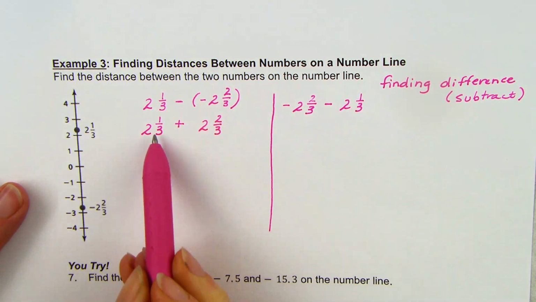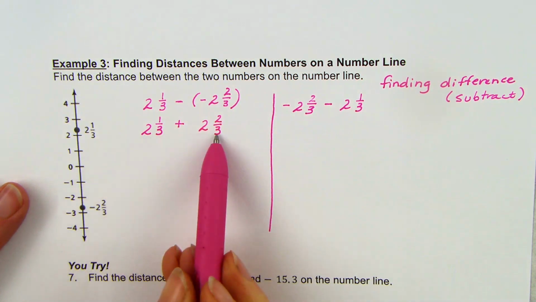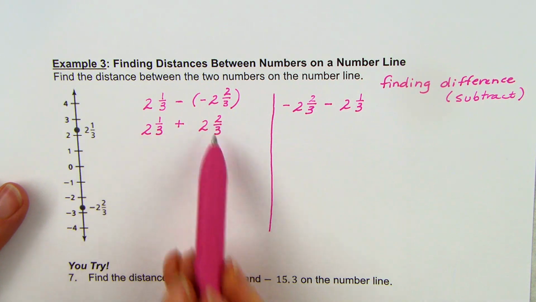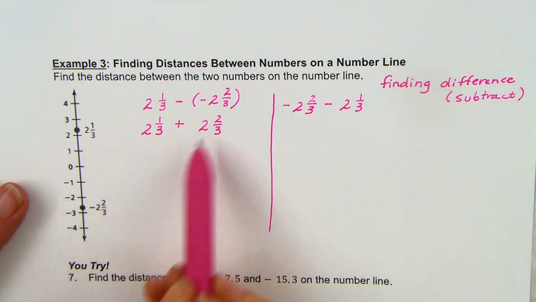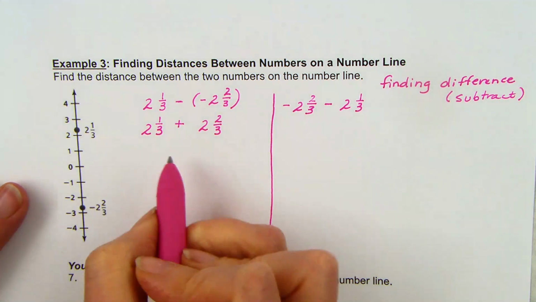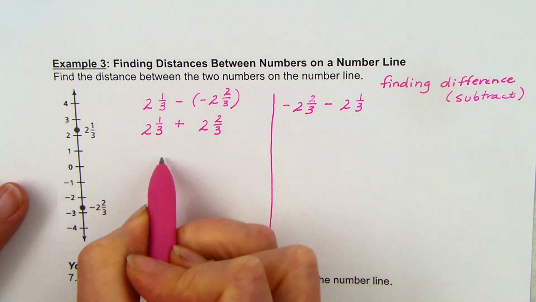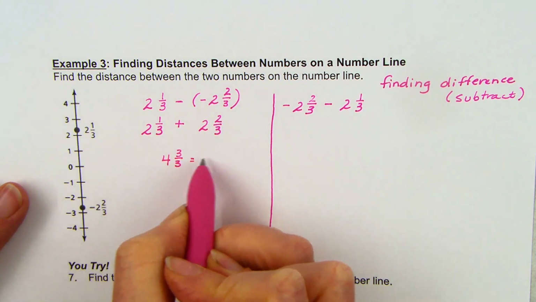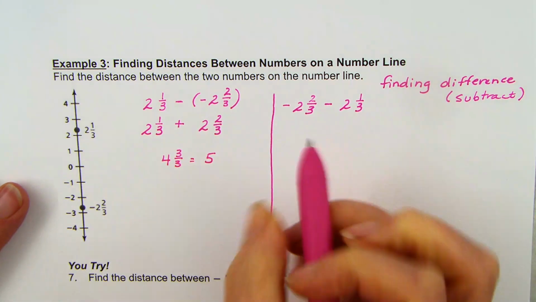I check and see that I've got a common denominator. So now I've got 2 1/3 plus 2 2/3. I have common denominators and they are both positive numbers, so I can just add. And I have 4 3/3, which is equal to +5.